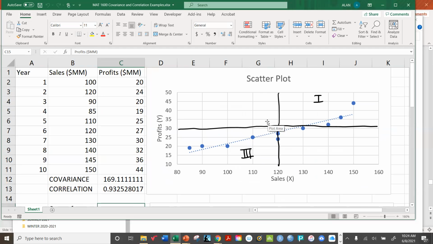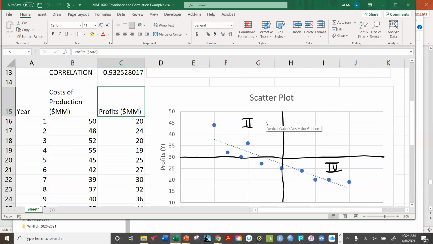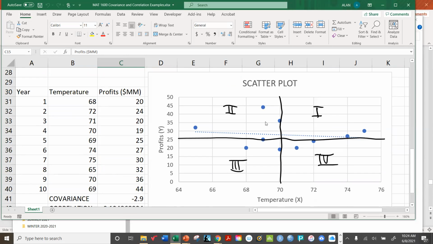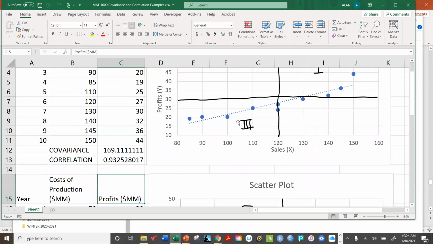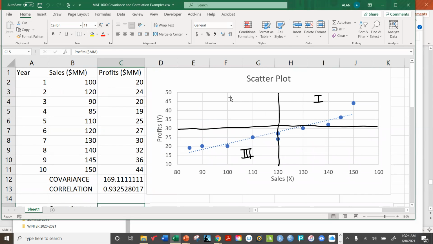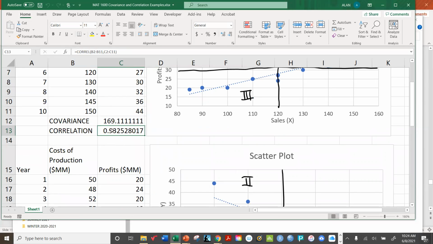So remember, the positively related case looks like this. Negatively related looks like this. Unrelated or independent looks like this. Those are 3 extreme cases. Most cases fall somewhere in between. So the question is, now you notice I've already calculated in Excel the covariance and the correlation. What we have to do now is understand how these numbers are calculated and what do they mean.